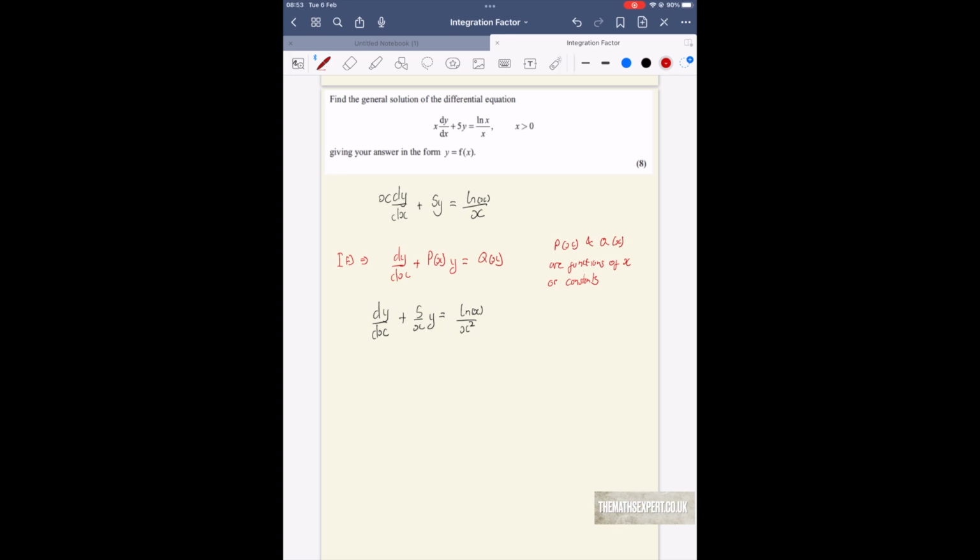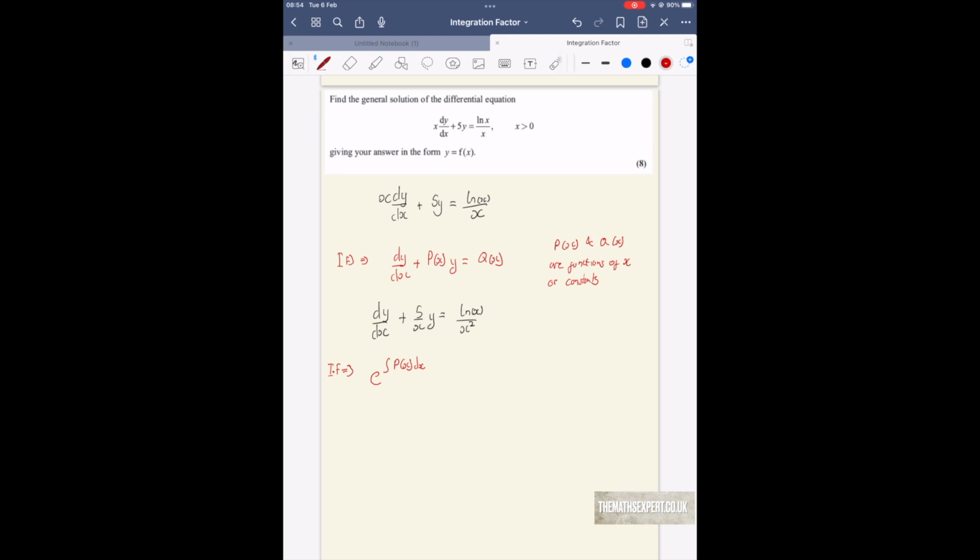Well, you need to know what the integrating factor is. Super important. The integrating factor, I'll call it IF, is e to the power of the integral of p of x. So that's taking the exponential of the integral of p of x. That's all it is. Okay?